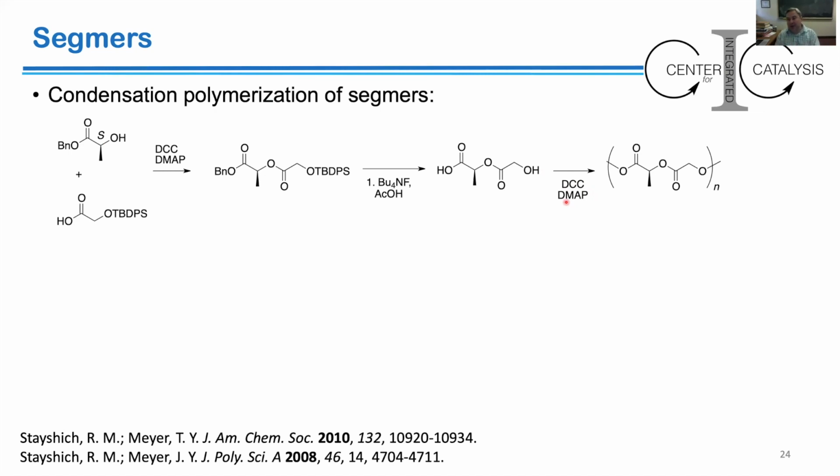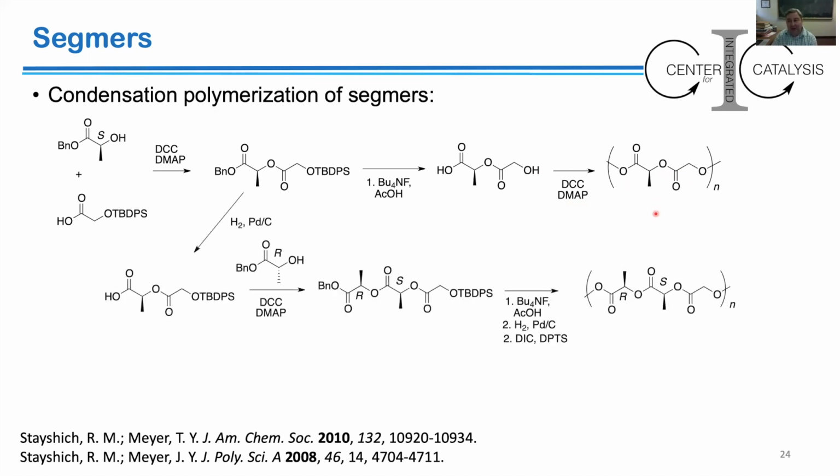And if you use a stoichiometric amount of the reagent, you then get condensation polymerization. And this is how Tara made that alternating copolymer that I showed you the degradation results for. Okay, alternatively, you can do a different sequence of events. Actually, there should be palladium, a hydrogenolysis reaction here. I apologize for that typographical error.